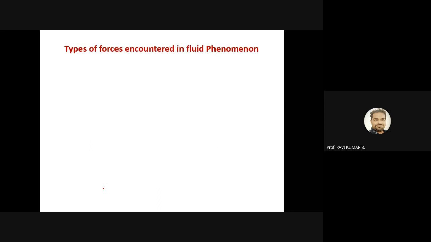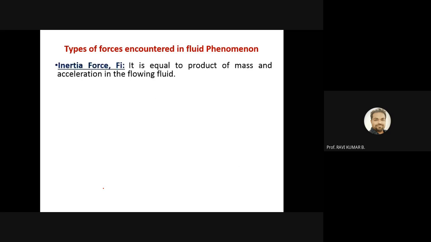Forces can be subdivided into various types depending on the nature: inertial force, gravity force, surface tension force, viscous force, rotational force, pressure force. One by one we'll see. First is called inertial force, represented by F suffix I. It is basically equal to the product of mass and acceleration. That's what we usually say. Mechanical force itself is called inertial force.